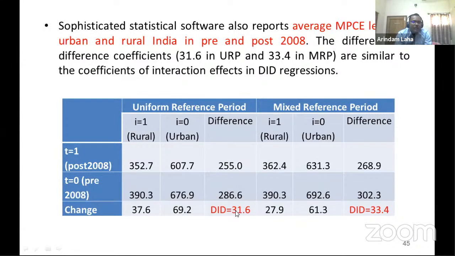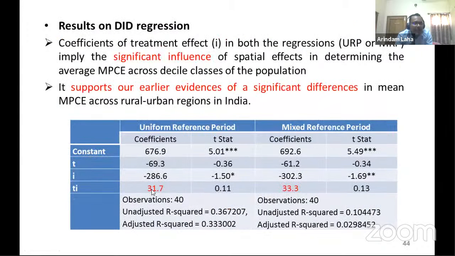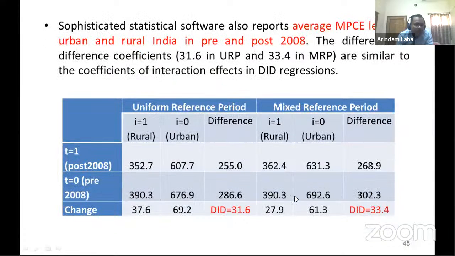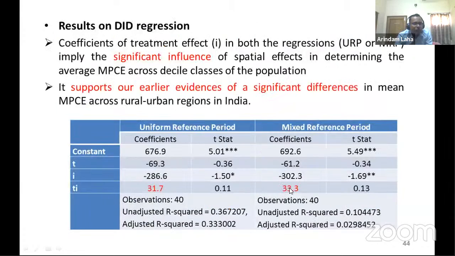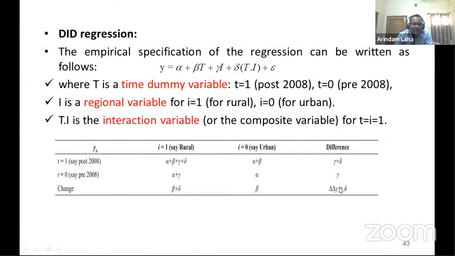Okay, 31.6. Now please note that we have found a similar type of coefficient here, 31.7. Similarly, if you consider the mixed difference period, you have to calculate these four values. Statistical software can provide you four values, and from there you can calculate manually. You can calculate the difference estimator, and please note that the same difference estimator is also there. So this is delta, this is also delta, and this is also delta. As I have shown you in my table, this is nothing but delta.